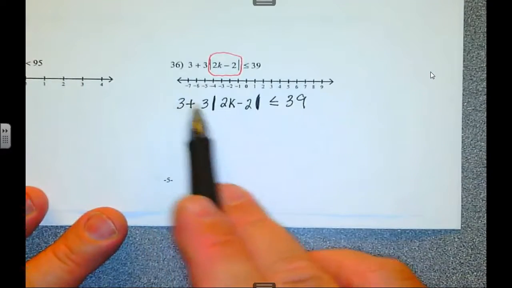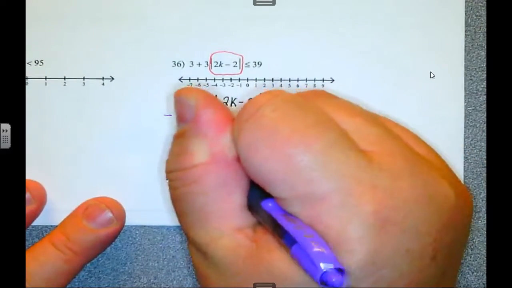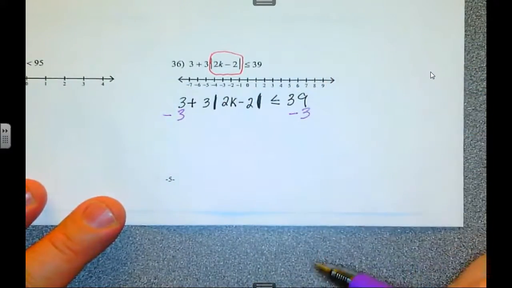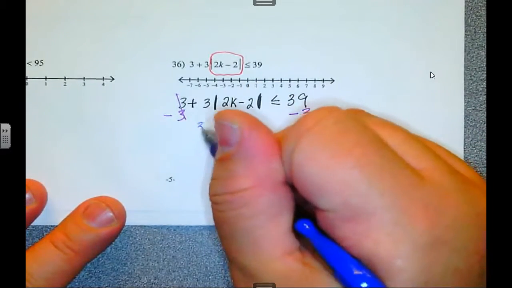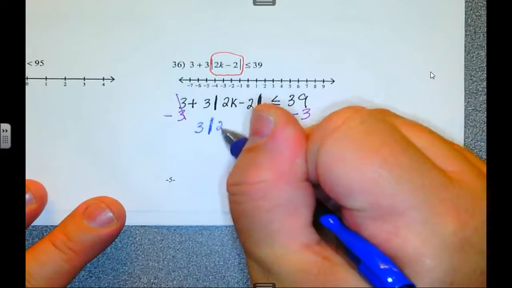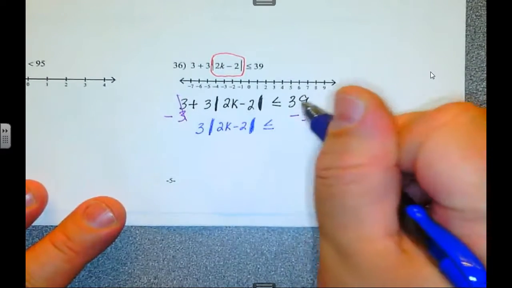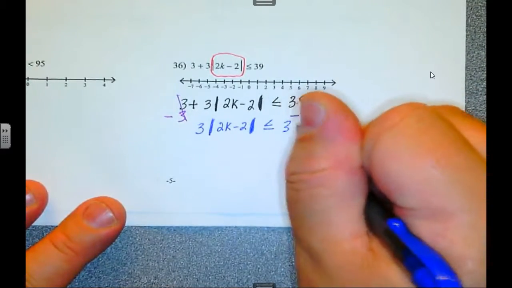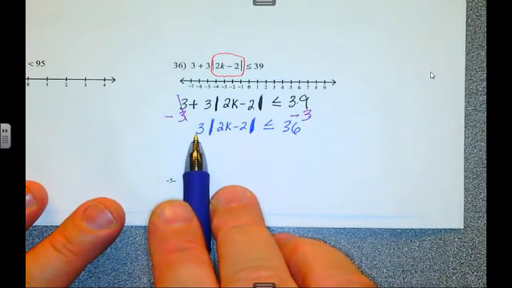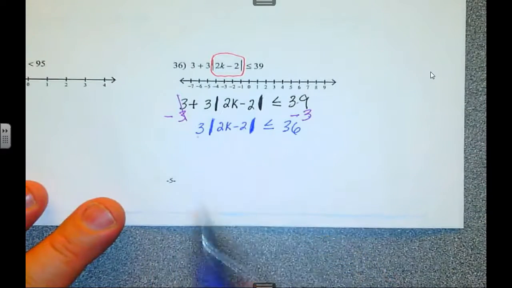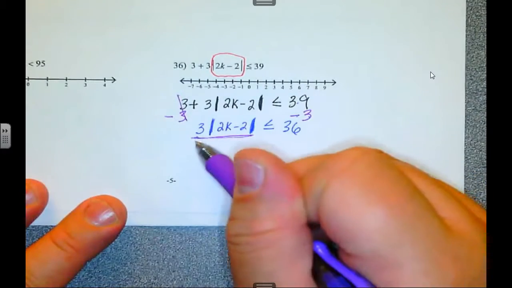Yeah, let's get rid of this 3 out here. So let's subtract 3 from both sides. So I get rid of that 3. I get 3 times the absolute value, 2k minus 2, less than or equal to 39 minus 3 is 36. Multiplication between the 3 and the absolute value, so I'm going to divide by that. Think of it as a coefficient, 3.